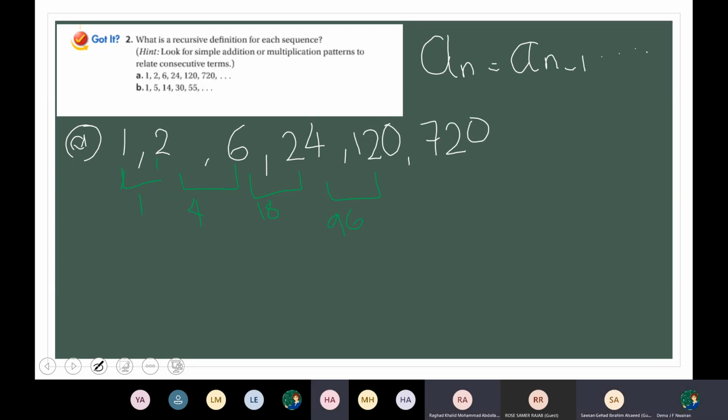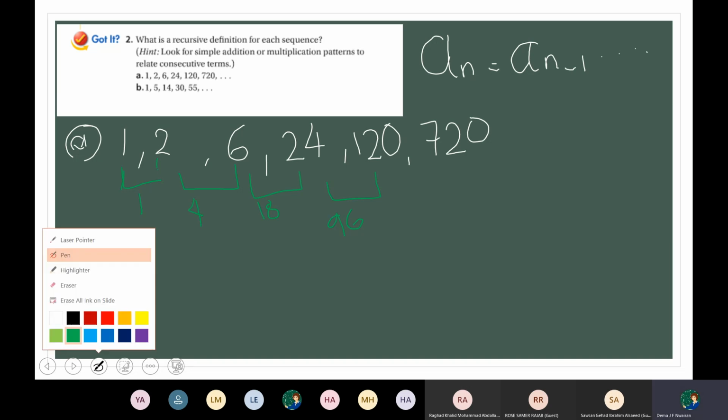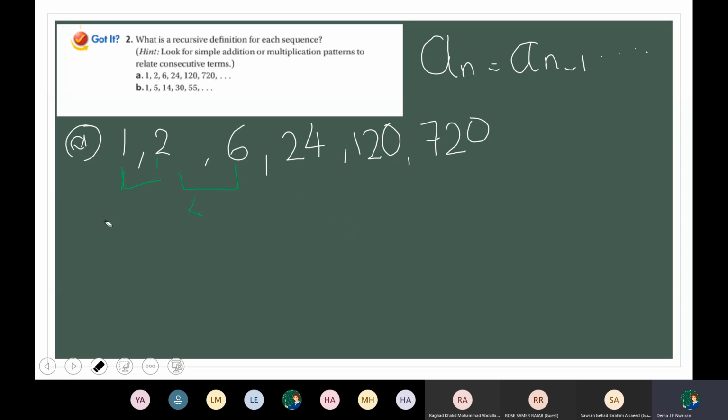No. So it cannot be that 1 plus 1 gives me 2, then 2 plus 4 gives me 6. It has to be one formula, like a of n. It will be a of n minus 1 plus a constant or a fixed number. But here this number is not fixed. Let's search for anything else.